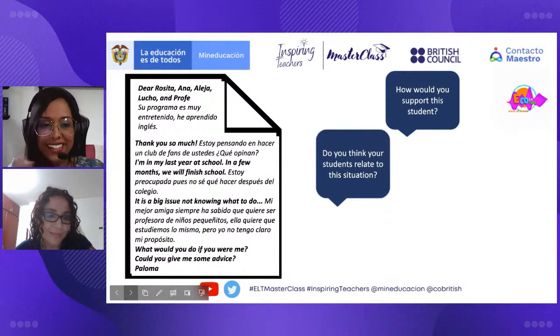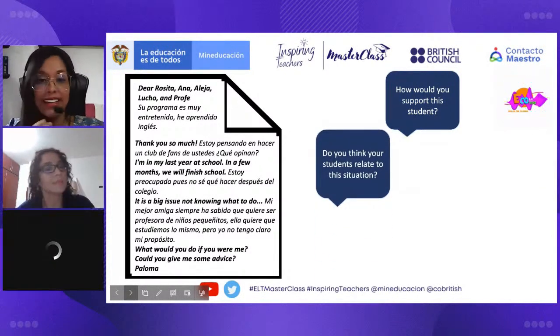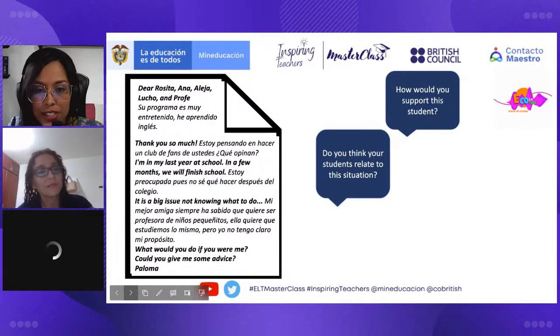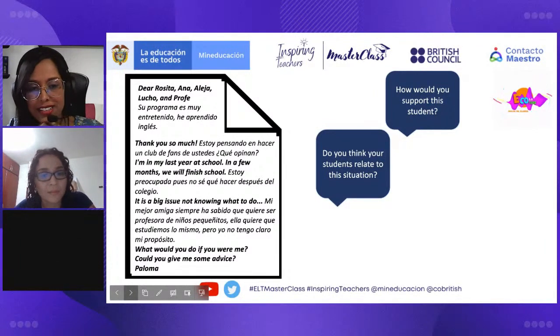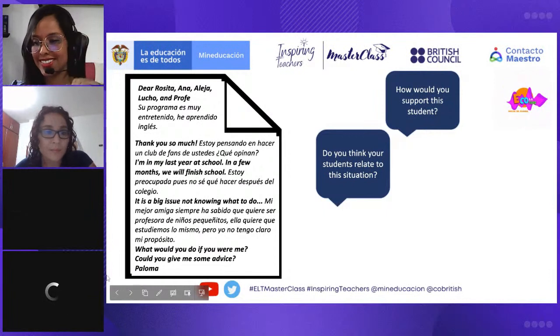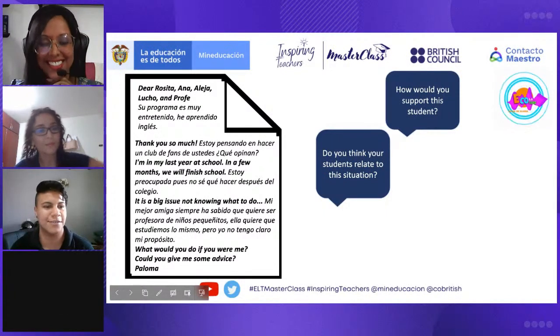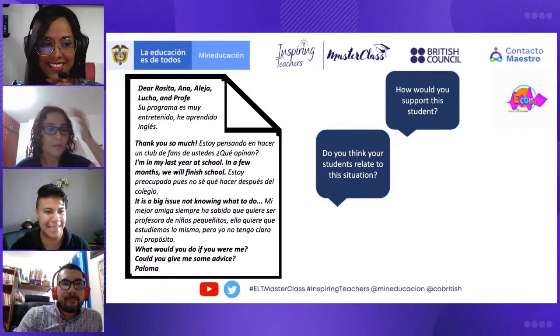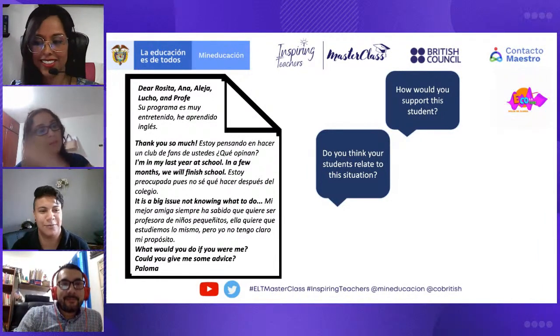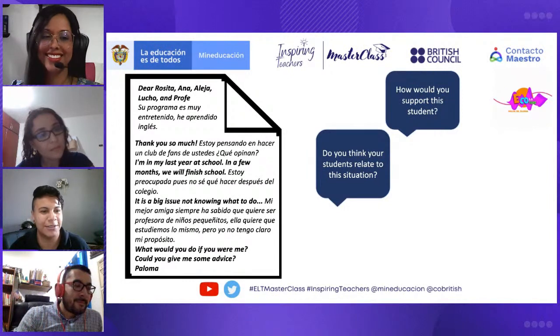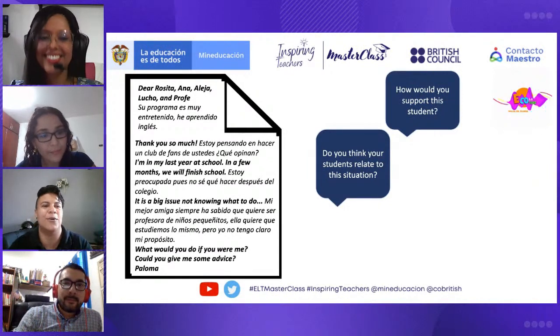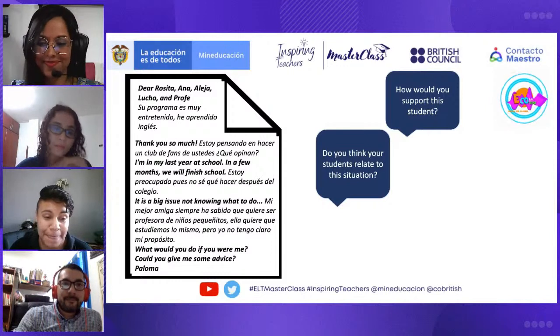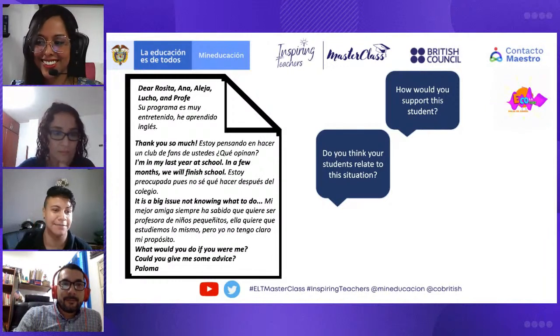All right, let's keep going. So let's go with Eli. Eli, do you think your students relate to this situation? It's common to see students with this situation in their minds. The last days of school, they are worried because their world is going to disappear and they don't know what they are going to do. So yes, it's very, very common.